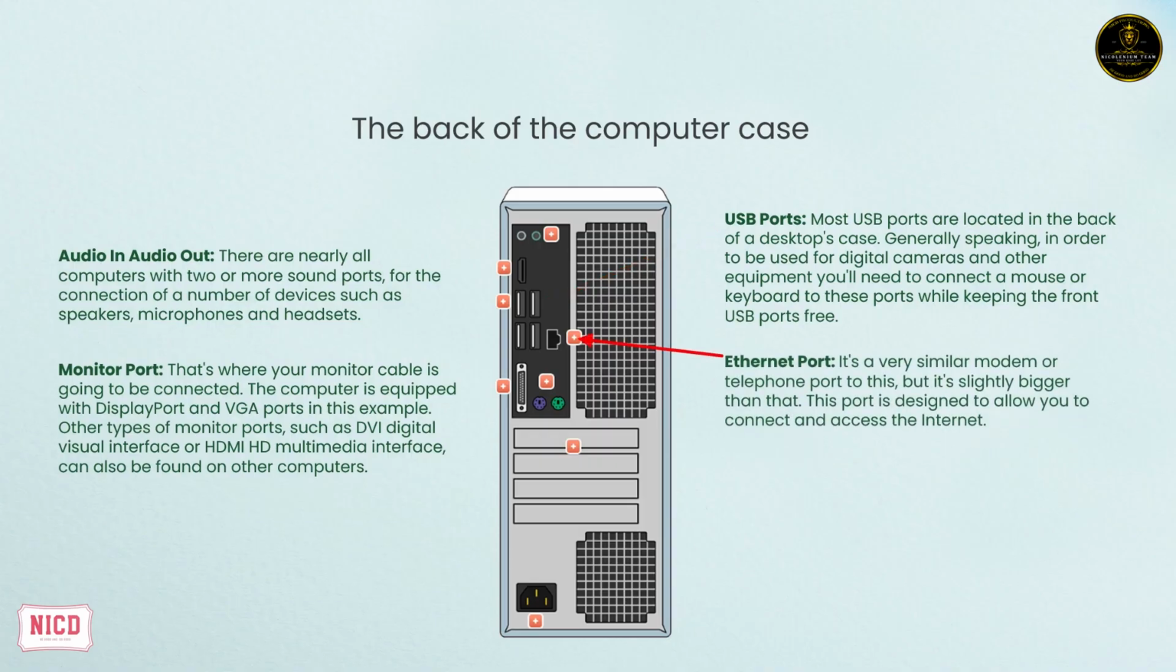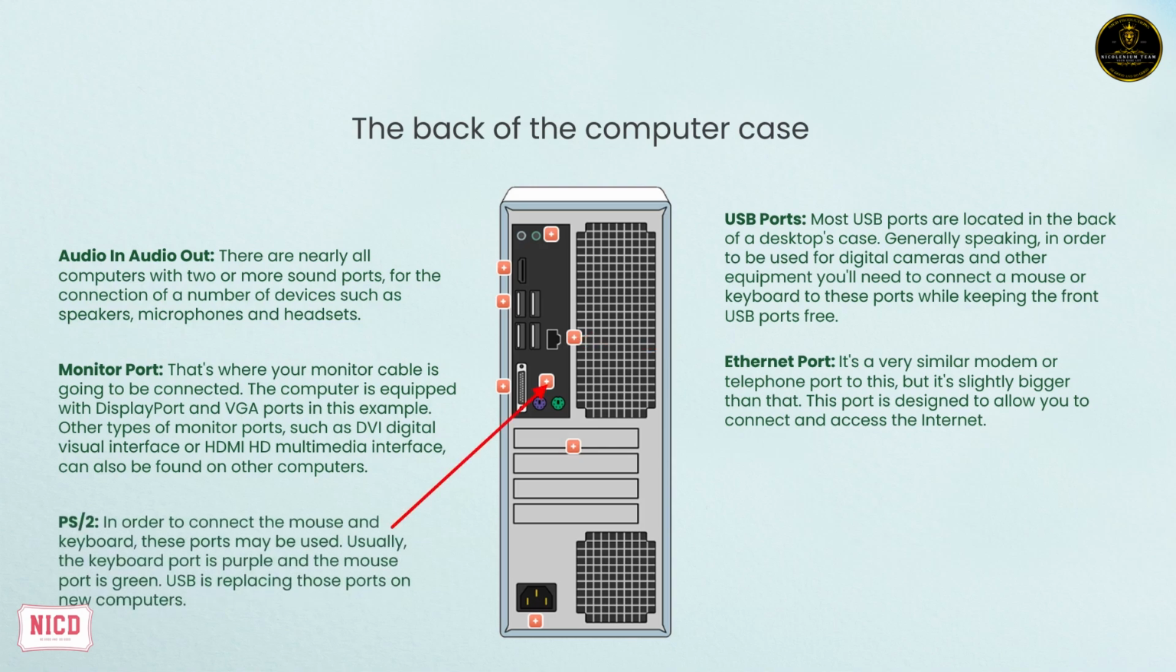Ethernet port. It's a very similar modem or telephone port to this, but it's slightly bigger than that. This port is designed to allow you to connect and access the internet. PS2. In order to connect the mouse and keyboard, these ports may be used. Usually, the keyboard port is purple and the mouse port is green. USB is replacing those ports on new computers.